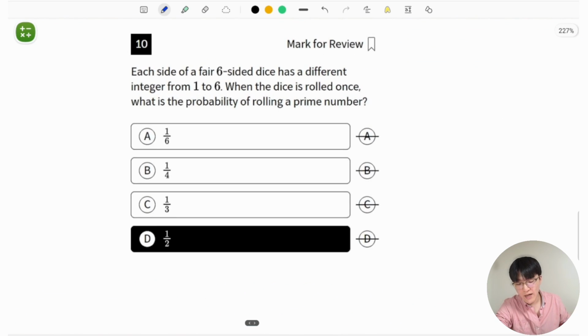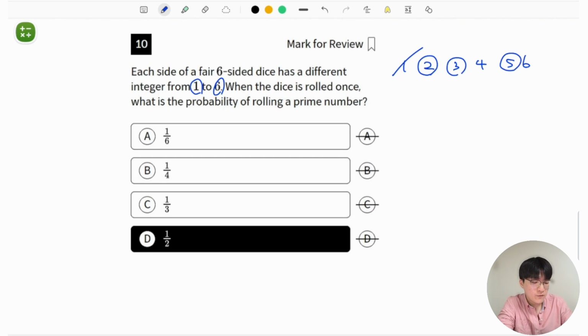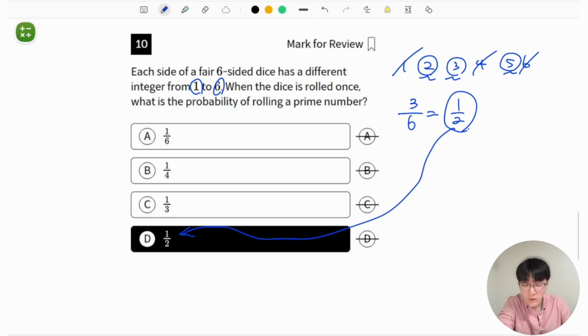Question number 10. Each side of a fair 6-sided dice has a different integer from 1 to 6, a standard dice. When the dice is rolled once, what is the probability of rolling a prime number? Now, 1, 2, 3, 4, 5, 6. Those are the possibilities that we can get when rolling a dice. What are the prime numbers here? 1 is not a prime number. 2 is, 3 is, 5 is, 4 and 6 are not. So we have a total of 3 out of 6 different choices, and that is basically equal to 1/2. Therefore, answer choice D.